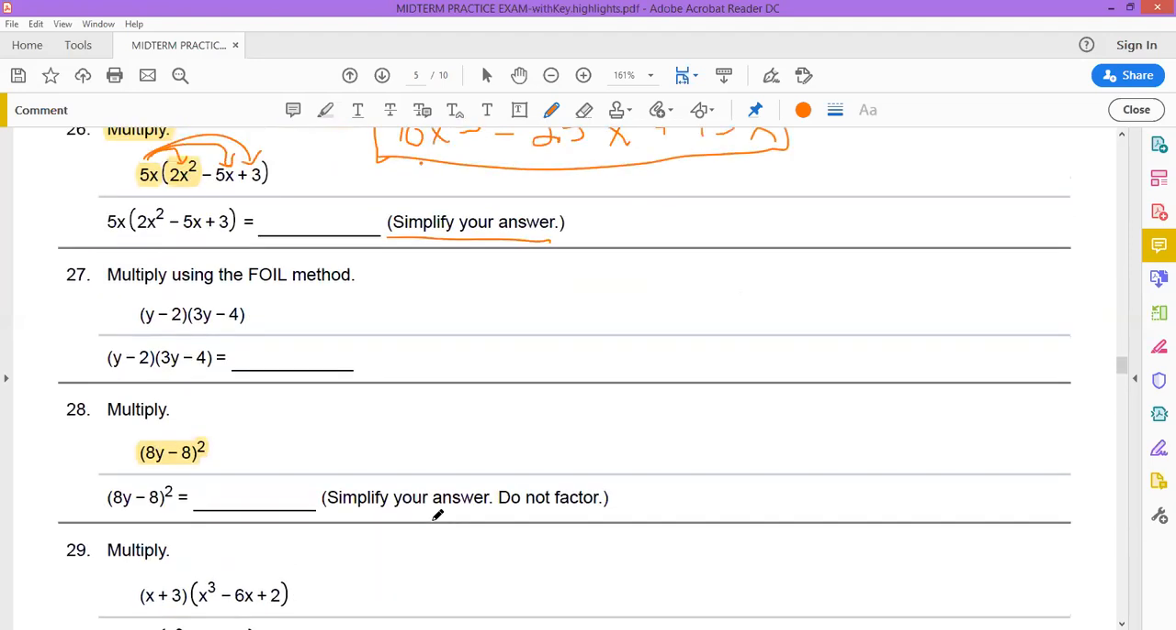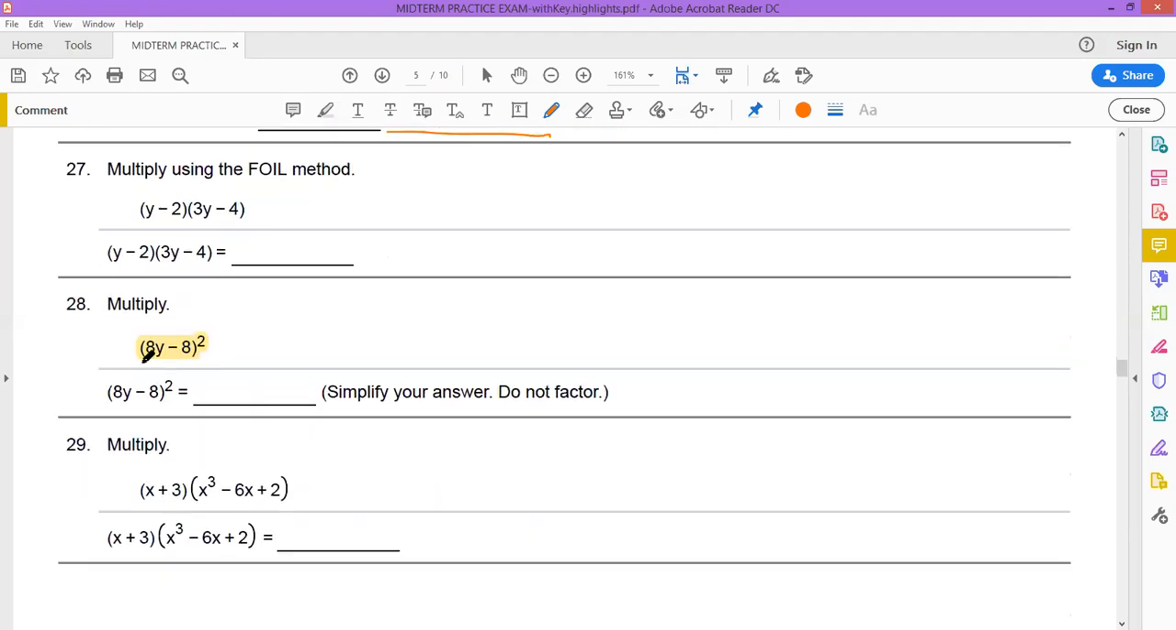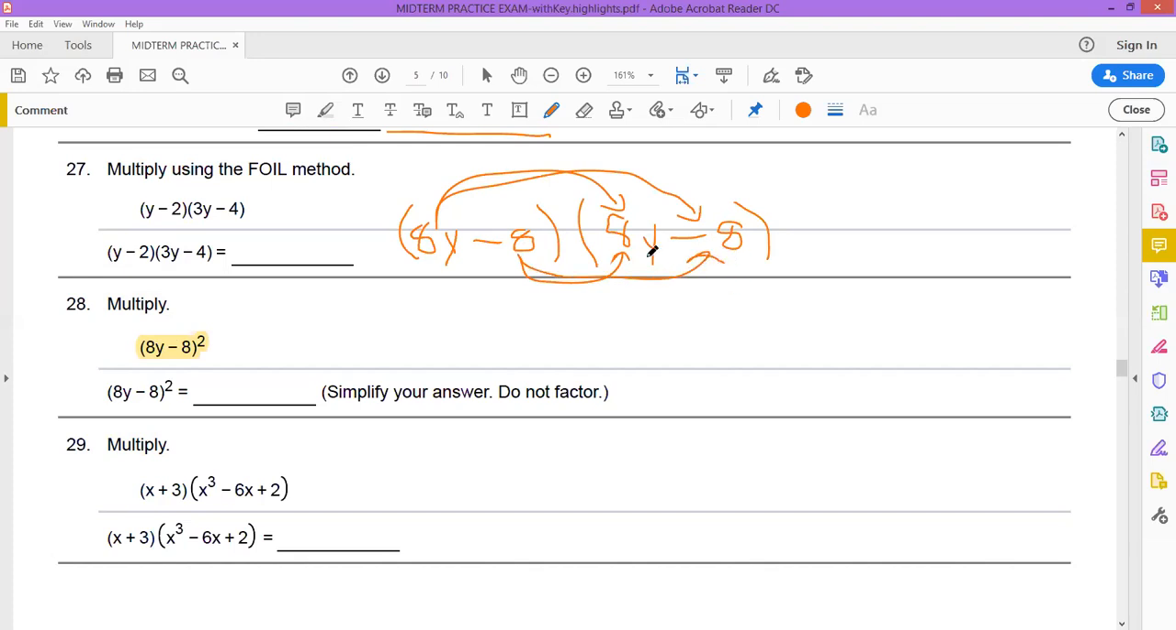Now 28 is actually very similar to 26, except you see how you have that parentheses and all of the terms in parentheses are raised to the second power. That means you've got to rewrite this as two sets of parentheses. That means I'm duplicating the 8y minus 8 times itself. I'm multiplying it by itself 2 times. I'll write another 8y minus 8, and then I'm going to multiply the terms together. So everything in the first set of parentheses, I'm multiplying by each of the terms in the second set. So these arrows show the 4 multiples that have to happen.